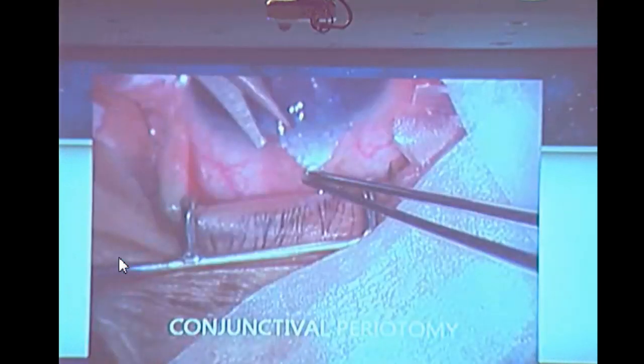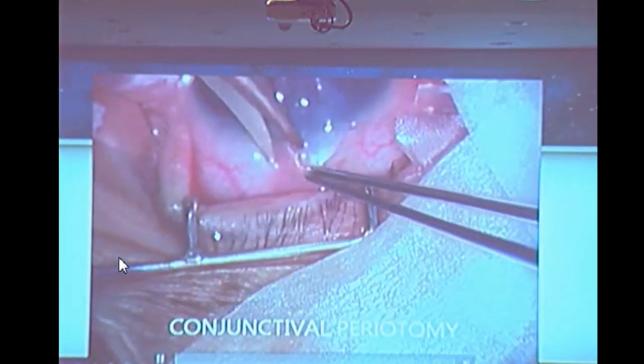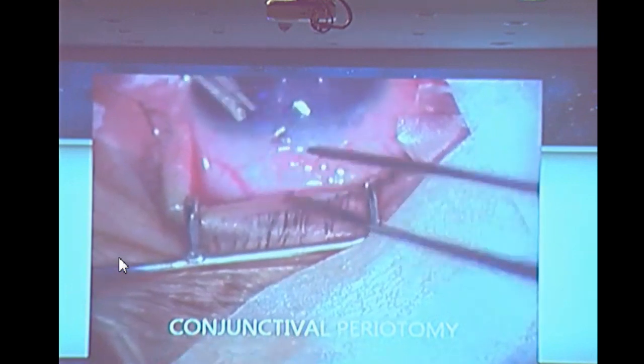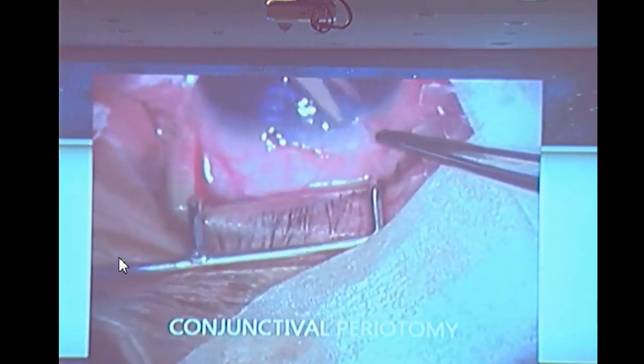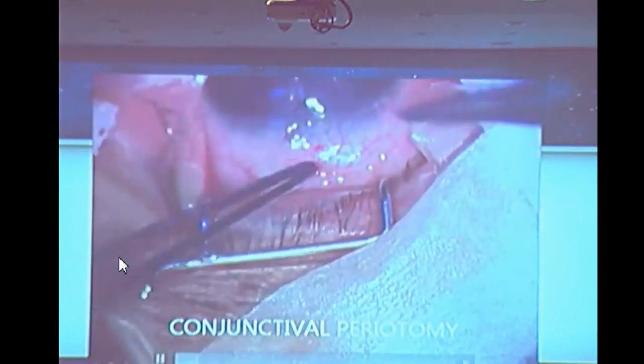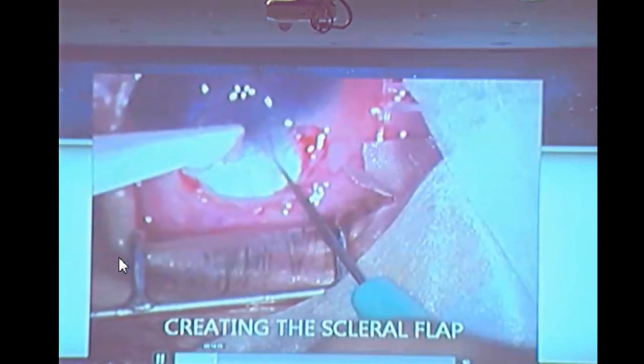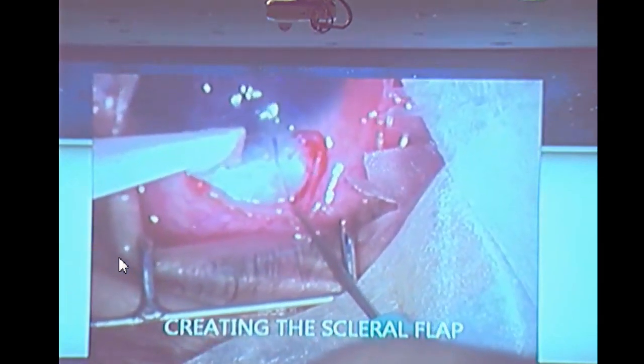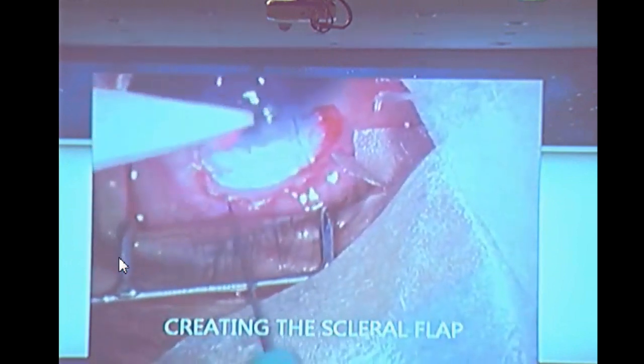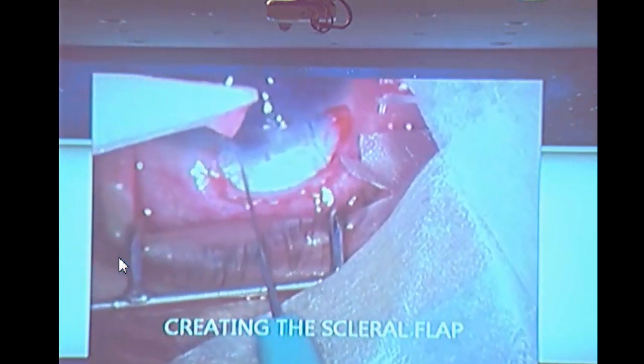This is a short video of one of our cases, it wouldn't take time. So you go for a limbal peritomy. You don't need to make it big. And then, let me fasten it a little bit. You cauterize, and you utilize mitomycin C, which is universal in our cases. Then make a flap similar to that. We do it in trabeculectomy.